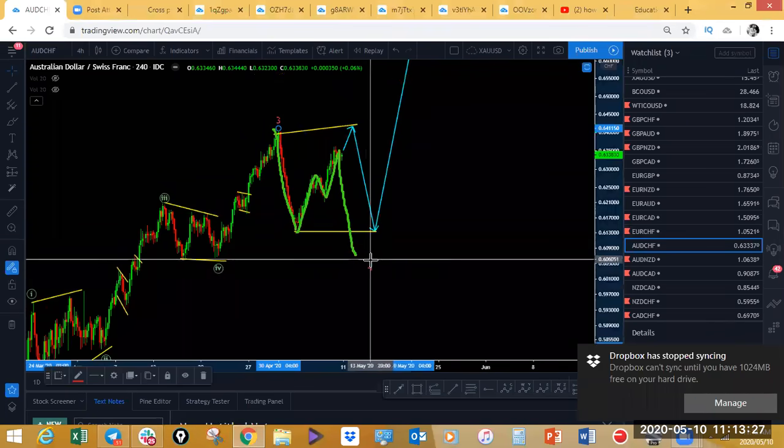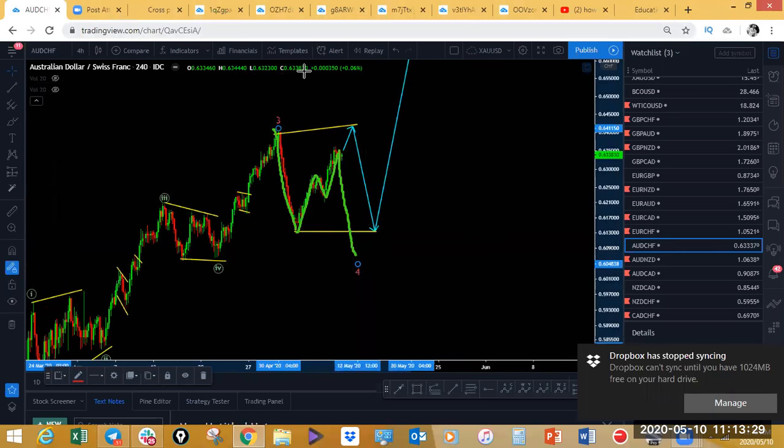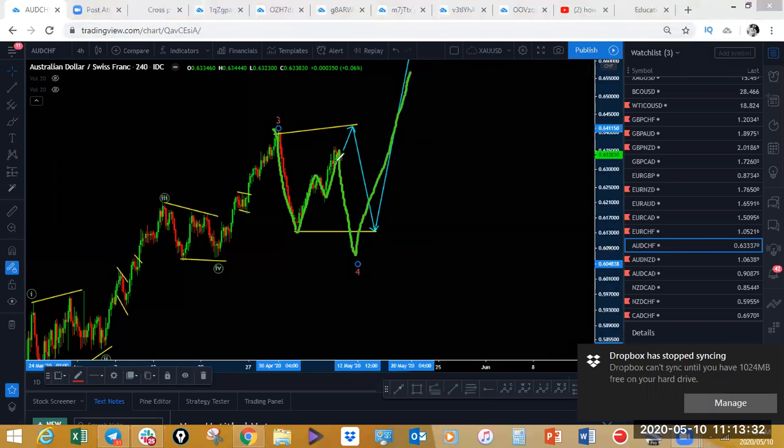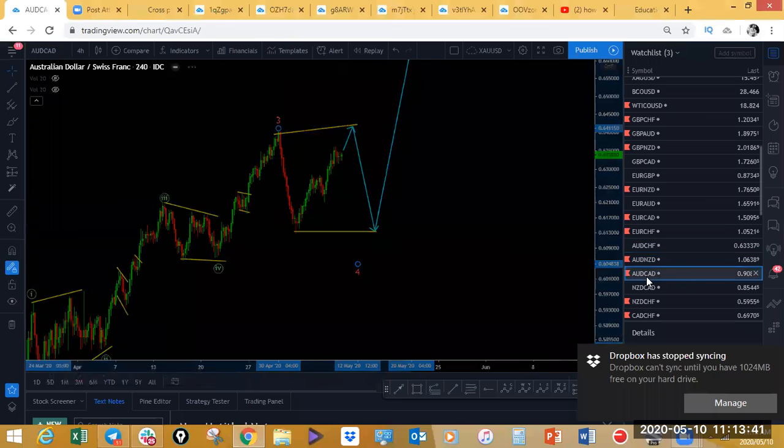We're not looking to trade within the corrective structure. We're looking to trade when the corrective structure is complete. So we're tracking this so that we can know when the end of wave 4 is, so that we can trade the wave 5. We don't trade corrective structures. Right, AUDJPY.